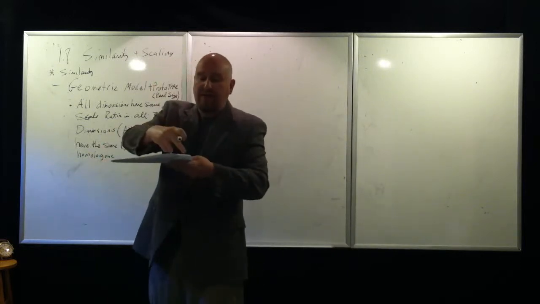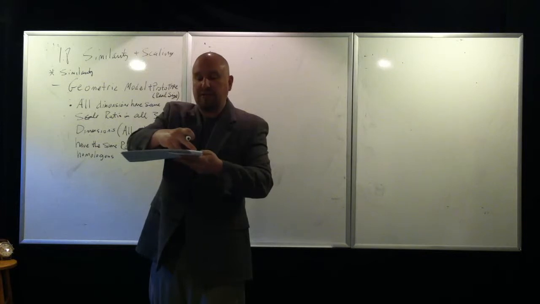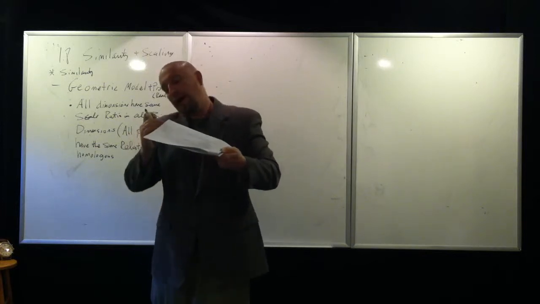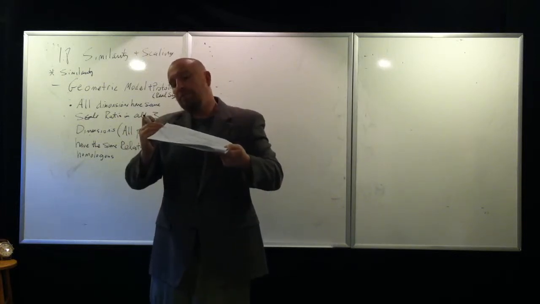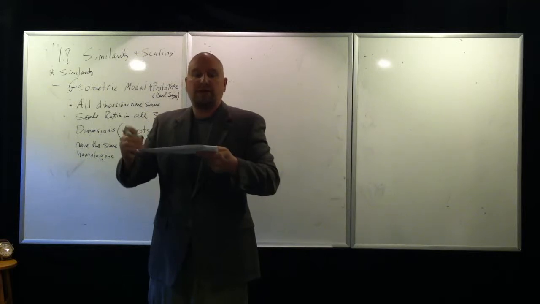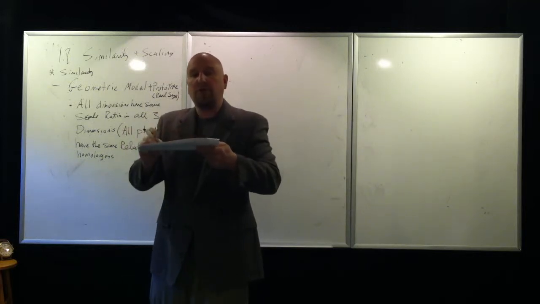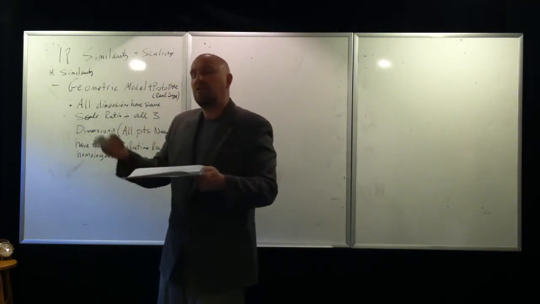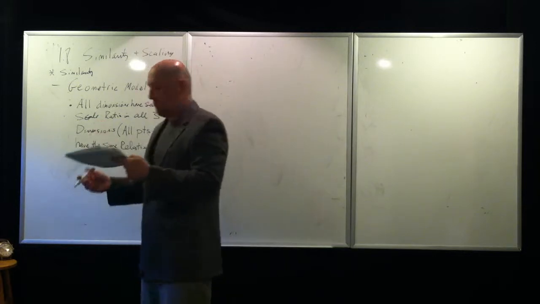So all dimensions need to scale to the same ratio. So if I have, let's say, this is 1 by 2 by 0.1, and I want to scale it to 0.1 by 0.2, it has to be 0.01 thick. So everything has to scale to the same ratio.